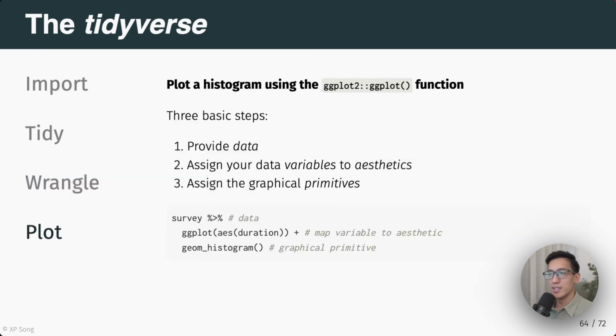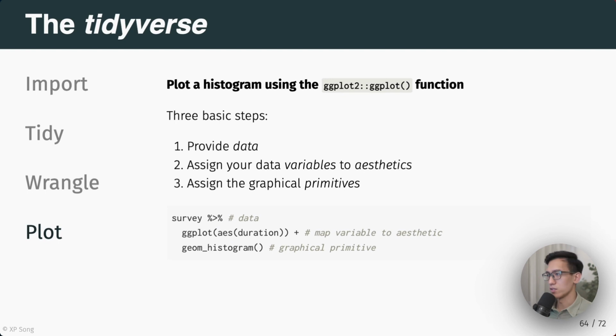Finally, let's talk about data visualization using the ggplot2 package. This is a very popular package, and the main function doing the heavy lifting is the ggplot function. The basic idea is that you provide your data. So in this case, we provide the survey object. The second step would be to assign your data variables to aesthetics. Let's say we want to plot the duration. So this is our variable of interest, and we map it to the aesthetic using this aes or aesthetic function.